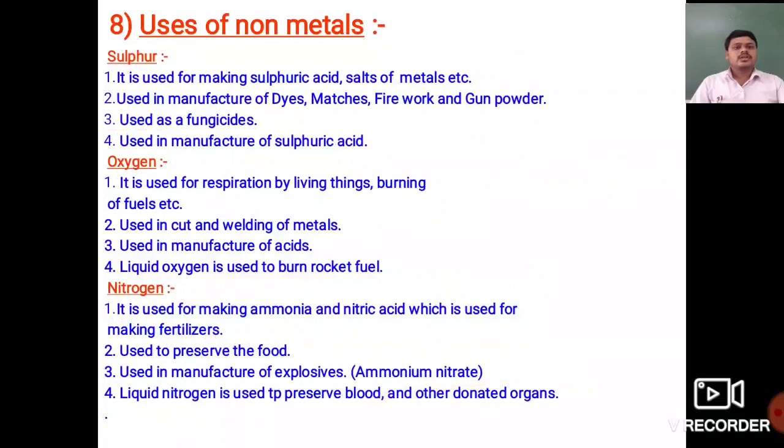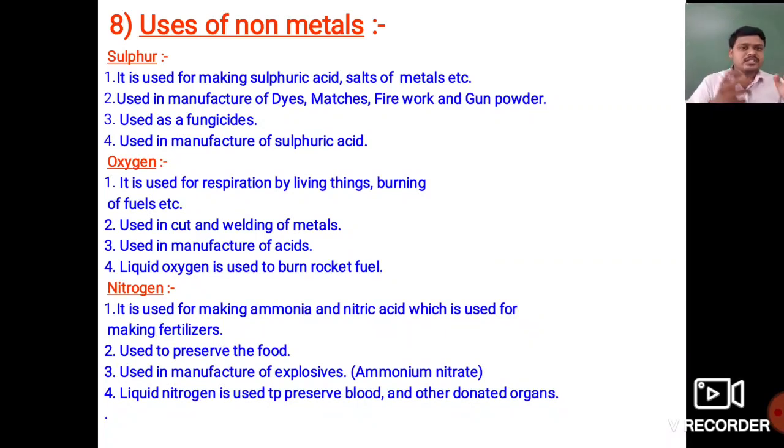Okay, so next, uses of non-metals. So previously, whatever we have discussed, these are all uses of metals. As we know that the non-metals are also very important to us. So let us discuss the uses of non-metals also one by one. So the first one is sulfur. My dear students, this sulfur will be used in the manufacturing of sulfuric acids, salts and as well as metals. Sulfuric acids and sulfur salts and even in the metals.